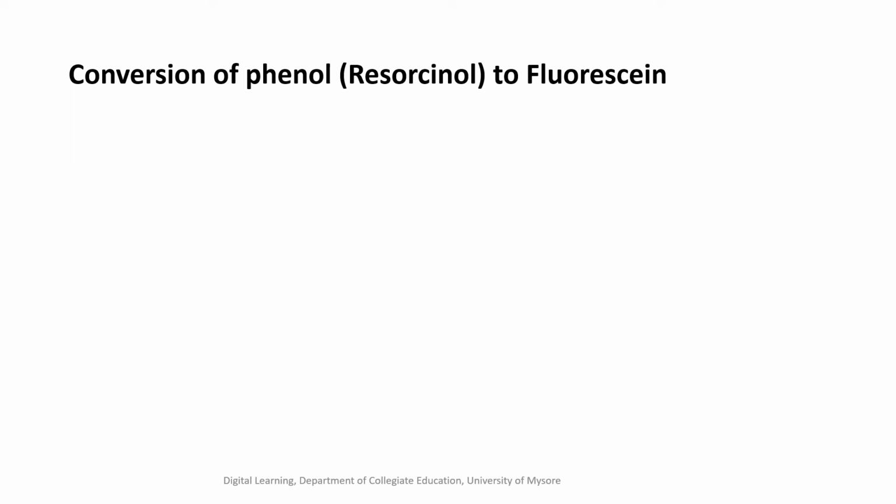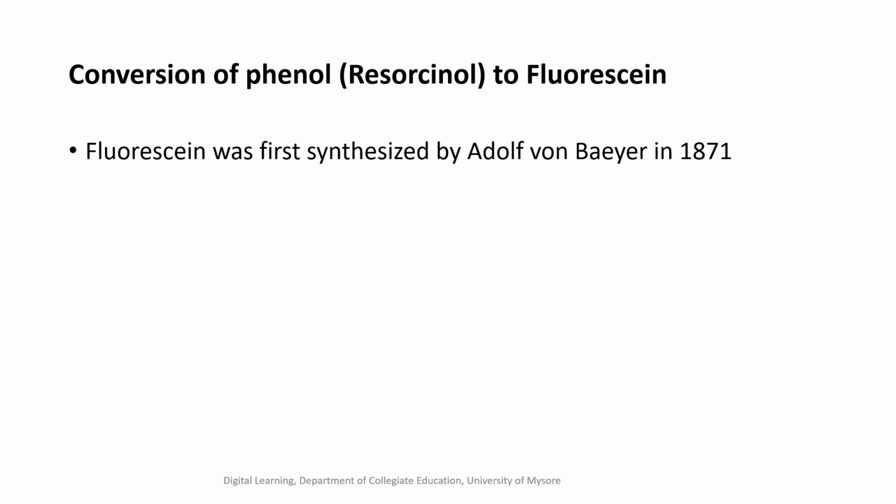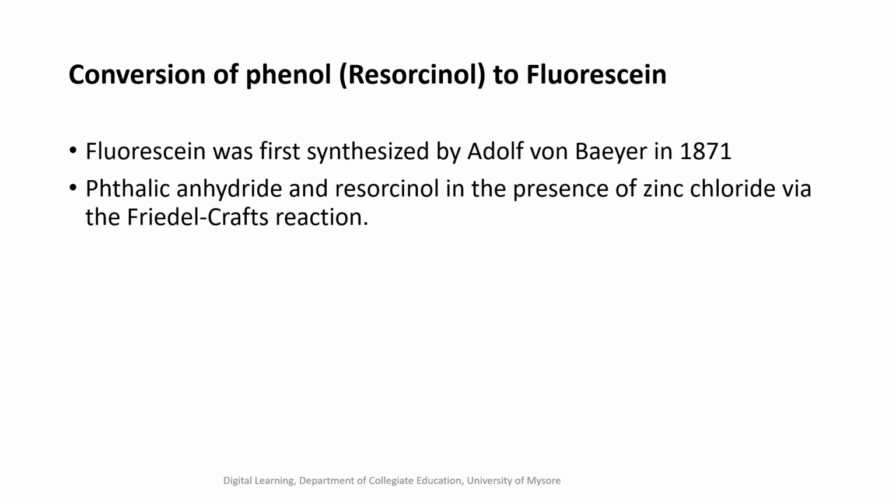So next is the conversion of phenol or resorcinol to fluorescein. So fluorescein is an organic compound that has a wide application as a synthetic coloring agent or used as a dye. It appears as a yellow to dark orange or red powder. In fact, fluorescein sodium is used extensively as a diagnostic tool in the field of ophthalmology. This was first synthesized by Adolf von Baeyer in 1871.